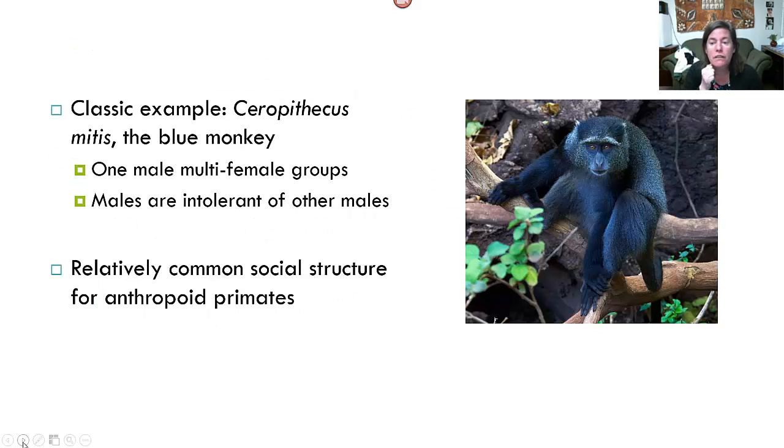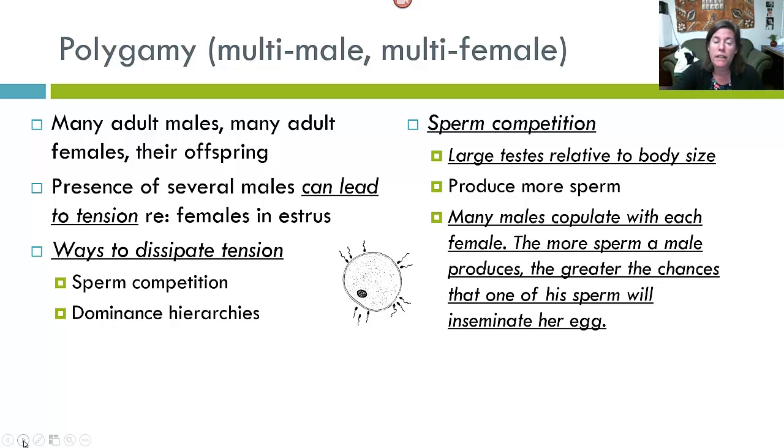A classic example of a polygynous primate is Cercopithecus mitis, the blue monkey. They have one male, multi-female groups, and the males are very intolerant of other males. This is a relatively common social structure for anthropoid or what you might call haplorhine primates. Polygamy. Polygamy constitutes multi-male, multi-female groupings. Multi-male, multi-female groups consist of many adult males and many adult females, as well as all of their offspring.